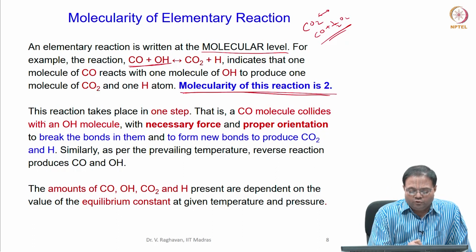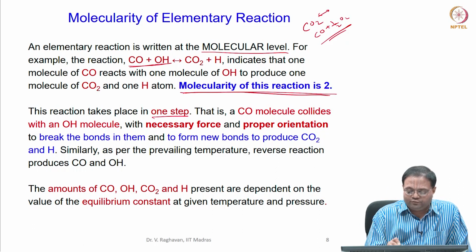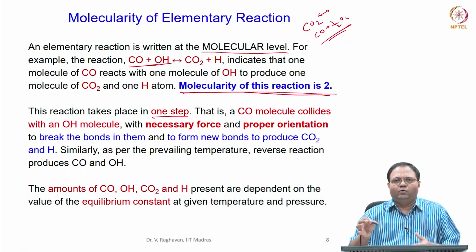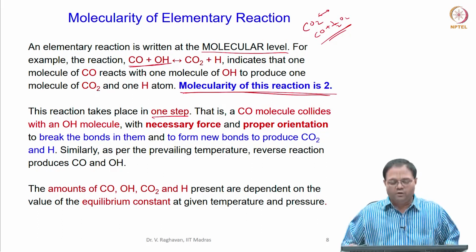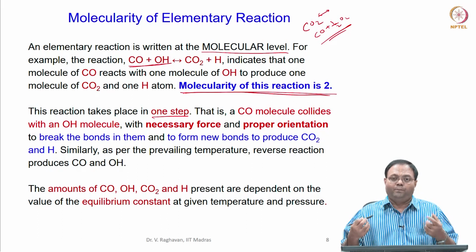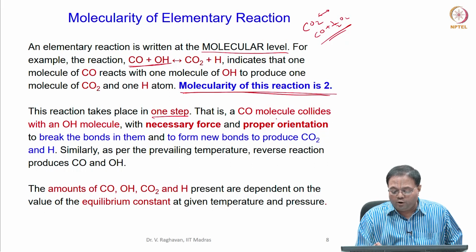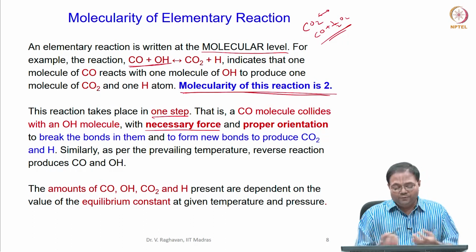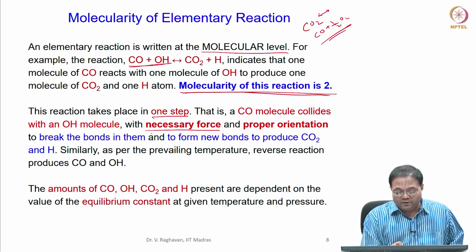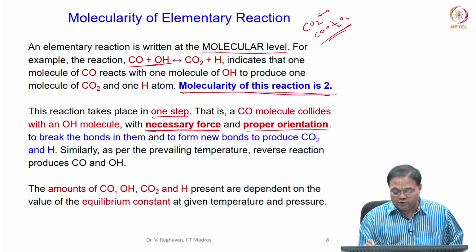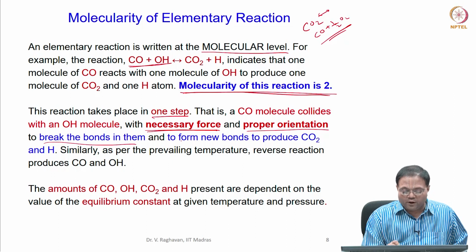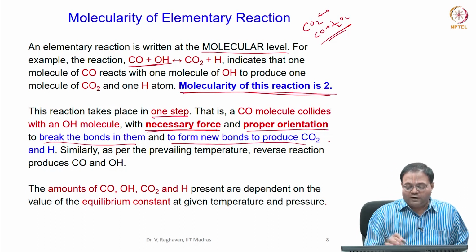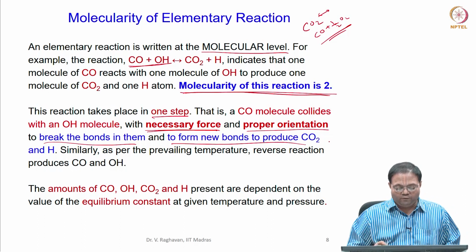So, an elementary reaction takes place in one step. When it reacts, one bond is broken and one bond is formed. That is what can happen in one collision. The collision should be proper. So, that is what I have written here. A CO molecule collides with an OH molecule with necessary force. It cannot just collide without any energy. It collides with necessary energy and force and proper orientation to break the bonds in them and form new bonds. So, at a time one bond can be broken and one bond can be formed. That is possible in an elementary reaction at the molecular level, what we are talking about here.